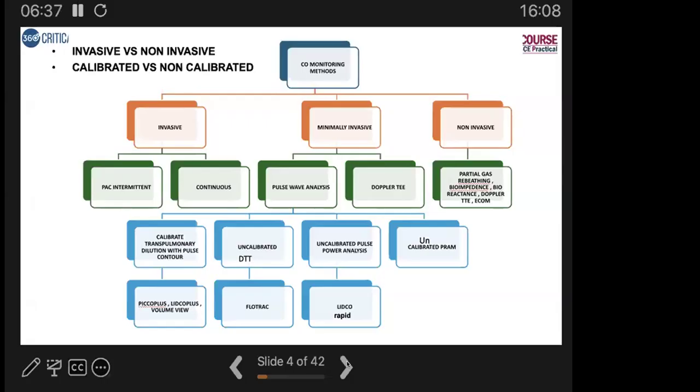But when it comes to these minimally invasive devices, like Pico Plus, Volume View, Litco Plus, etc., they use two technologies. One is the transpulmonary thermodilution technique. Along with that, they are also using pulse wave analysis, let it be dynamic tone technology, pulse power analysis, or pulse wave analysis. That pulse wave analysis is the one giving us continuous cardiac output monitoring.